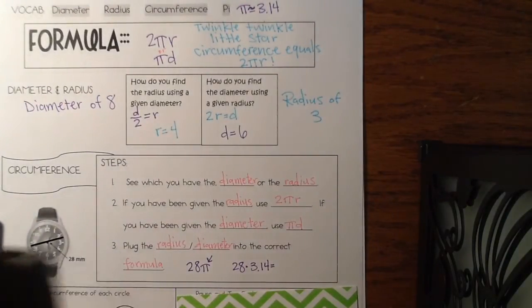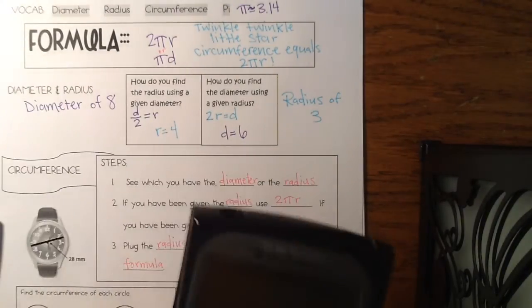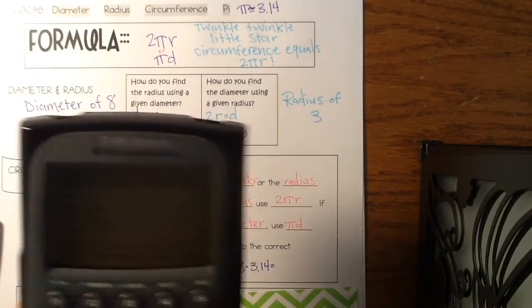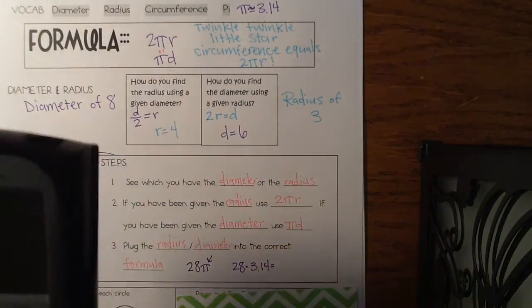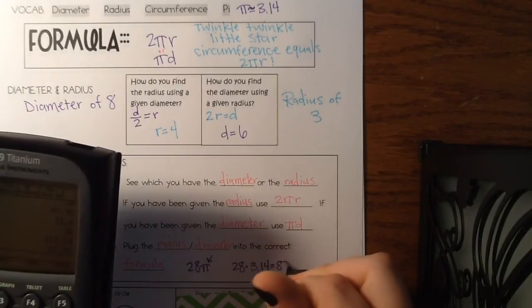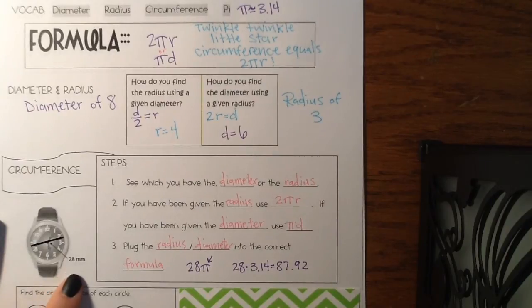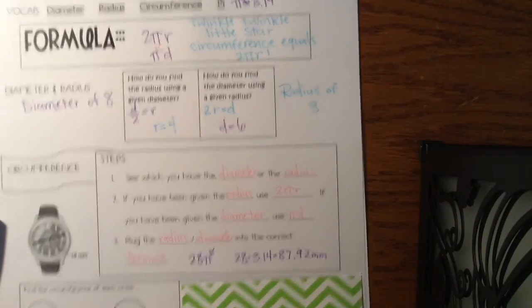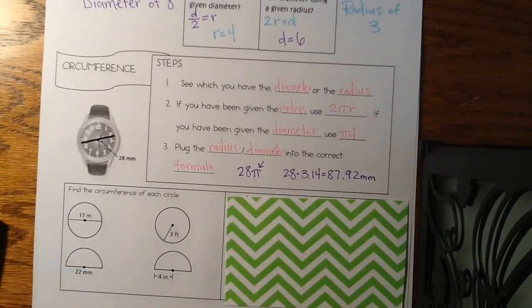Let's go to our calculator. We have 28. I hope you guys can see that. If not, you could do it on your own calculator. Times 3.14 equals 87.92. We're also given the units, so always remember to put units with our answer. Perfect.